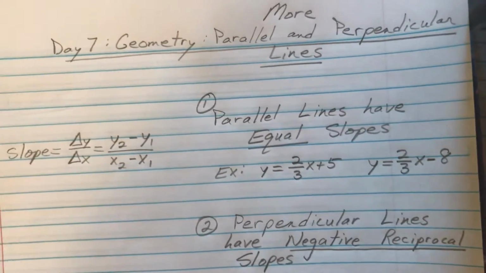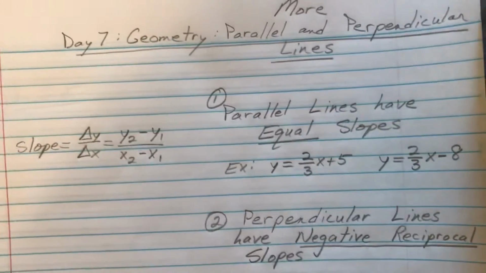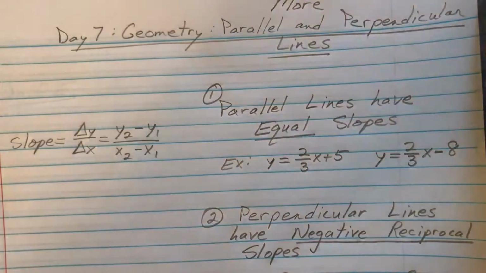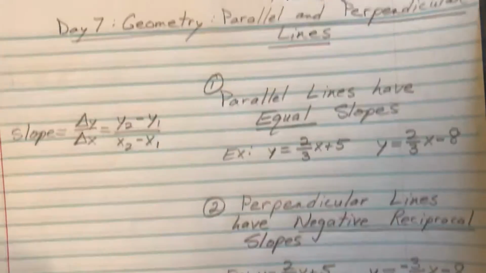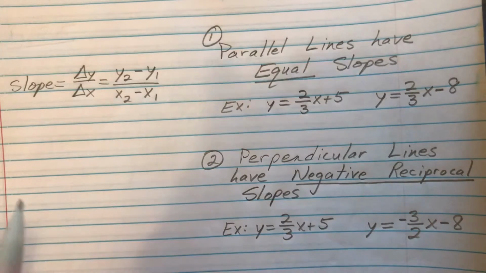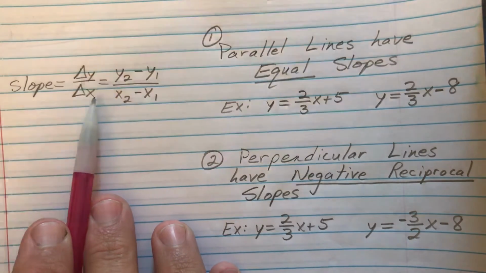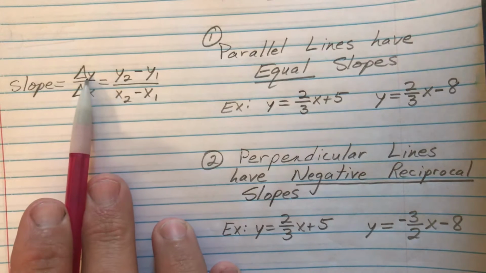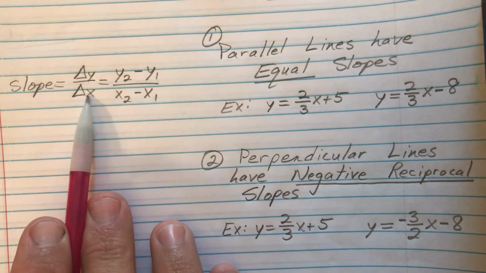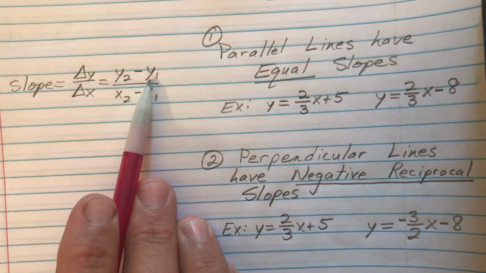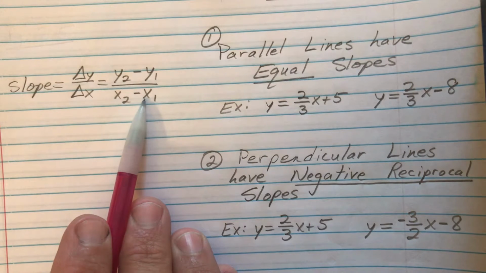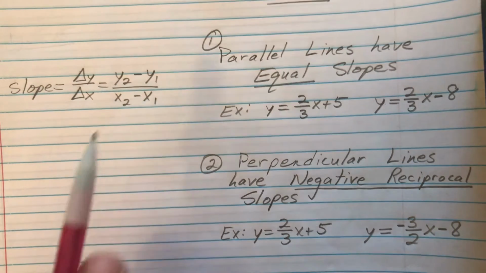Hey guys, today we're going to talk a little bit more about perpendicular and parallel lines. I have some notes here to show you. First of all, you should all recognize this from your Algebra 1 days. This is the slope formula. Slope is the change in y over the change in x. So if you simply subtract the y's and subtract the x's, you'll get the slope of a line.